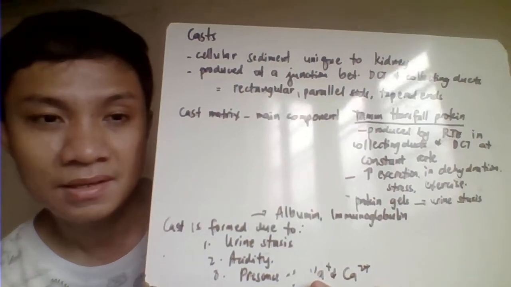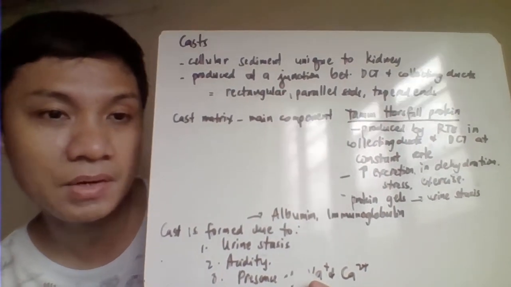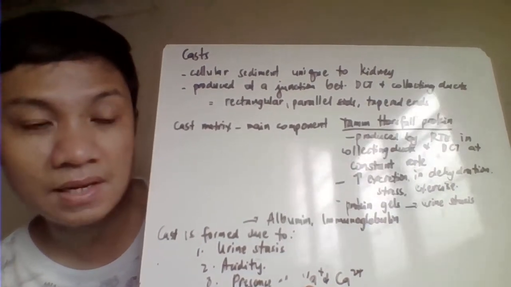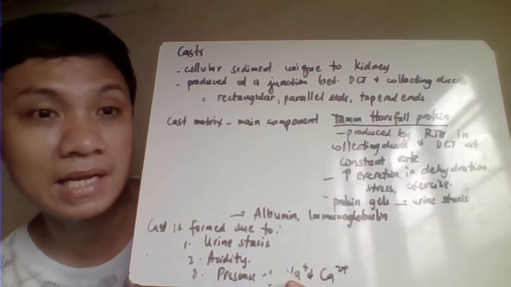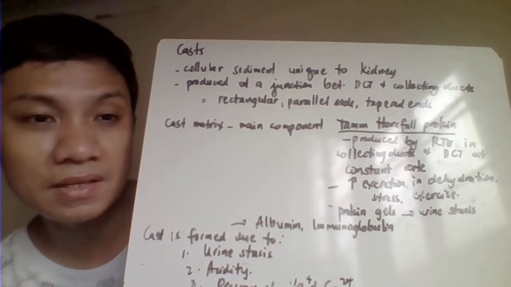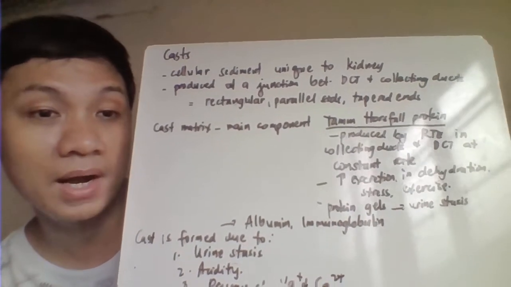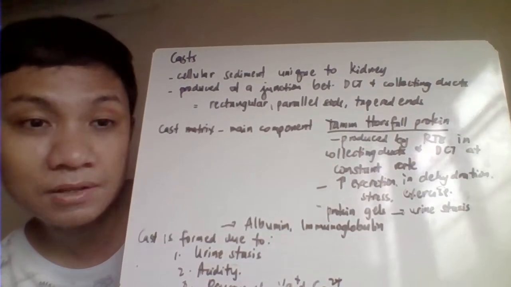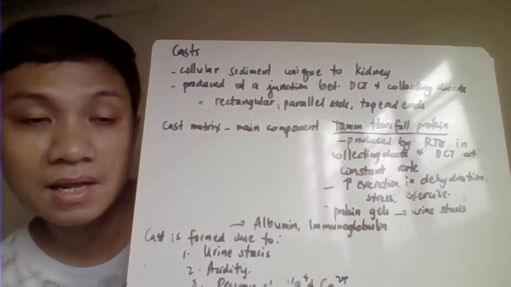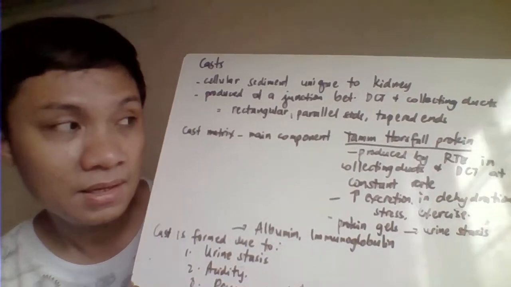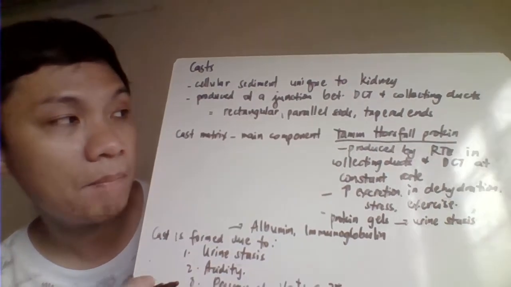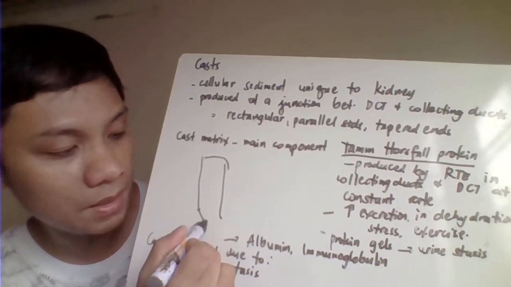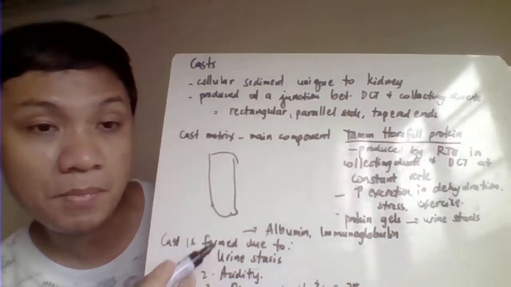Okay, the next cellular sediment that might be present in our urine sample would be the cast. The cast is considered a very unique cellular sediment that is produced only by our renal tubules. This is a very unique structure that is only found in our kidney. The cast is formed at the junction of your renal tubules, specifically in your distal convoluted tubules and your collecting ducts. That's why it assumes a rectangular shape with parallel sides, rounded ends, and sometimes could also have tapered ends in some forms.